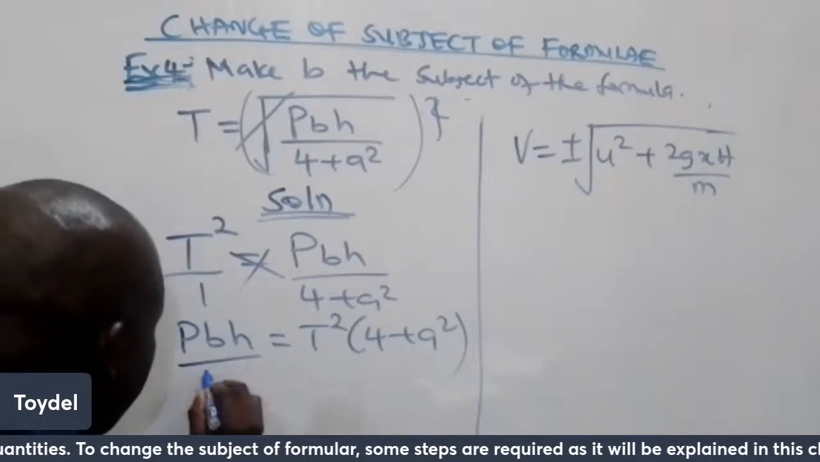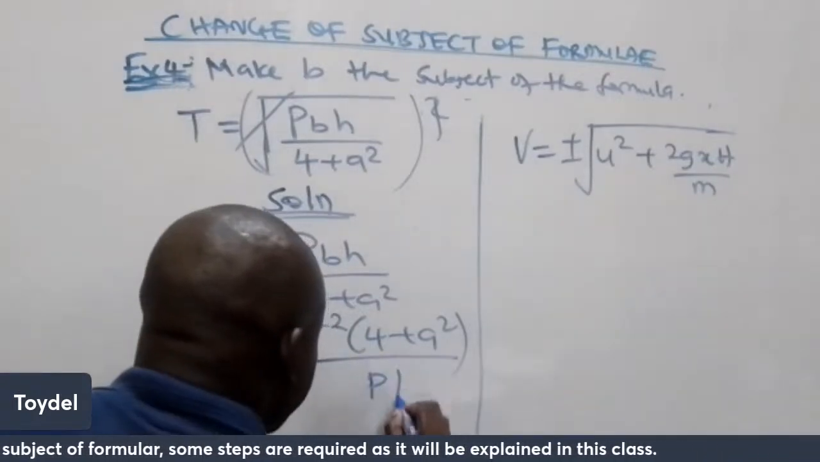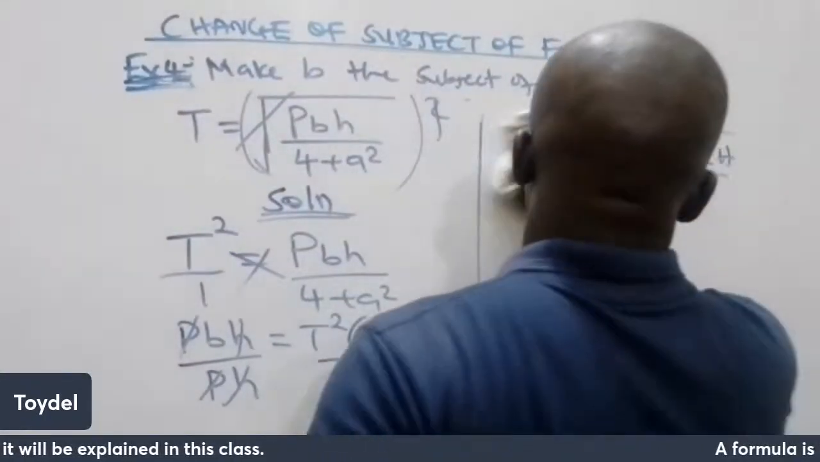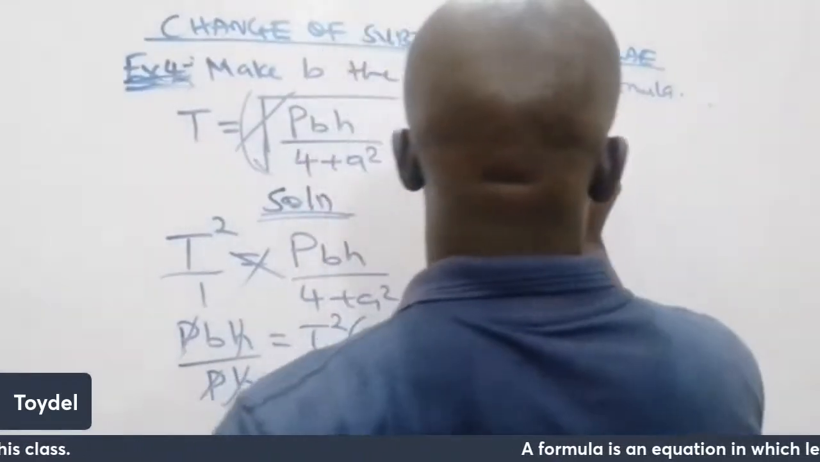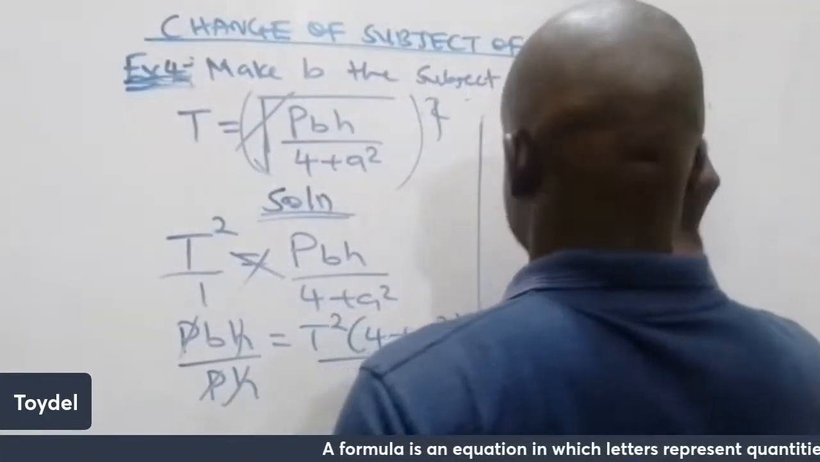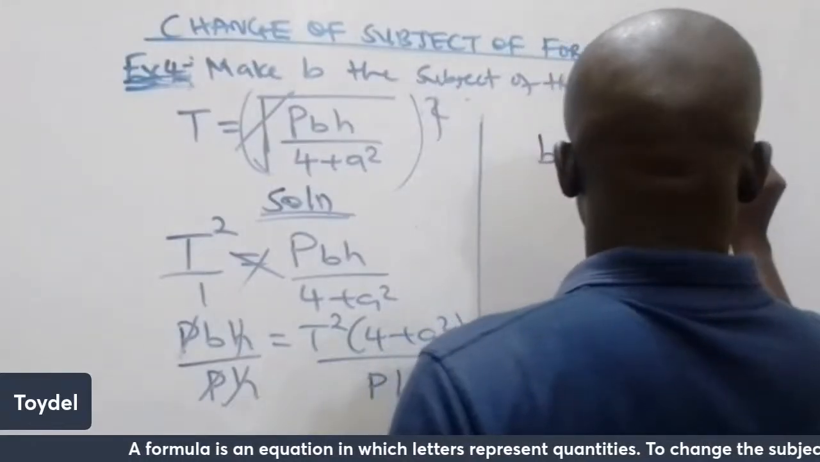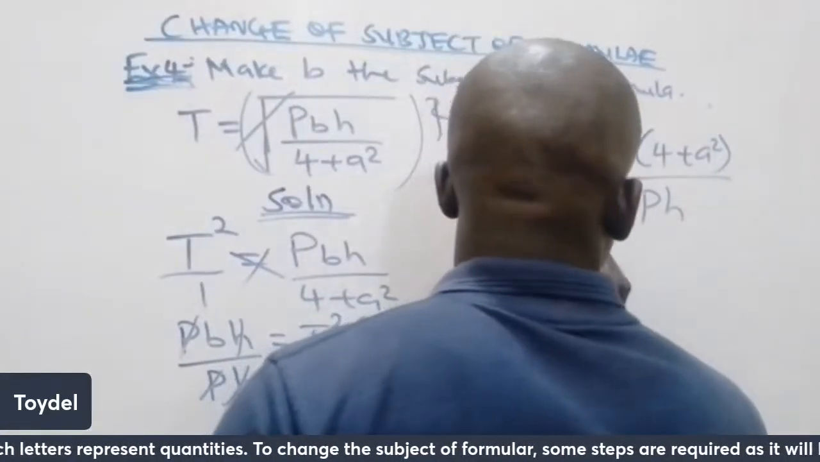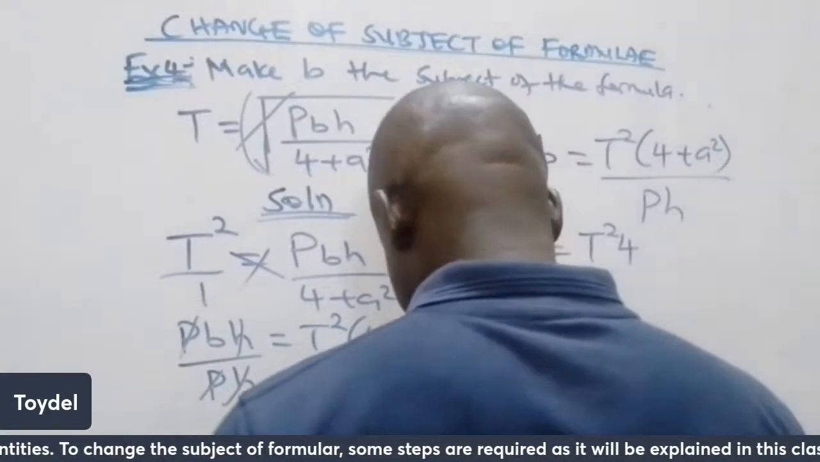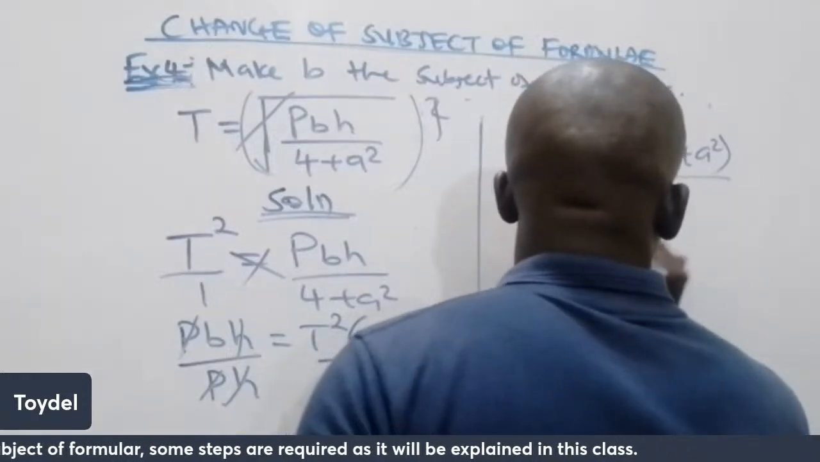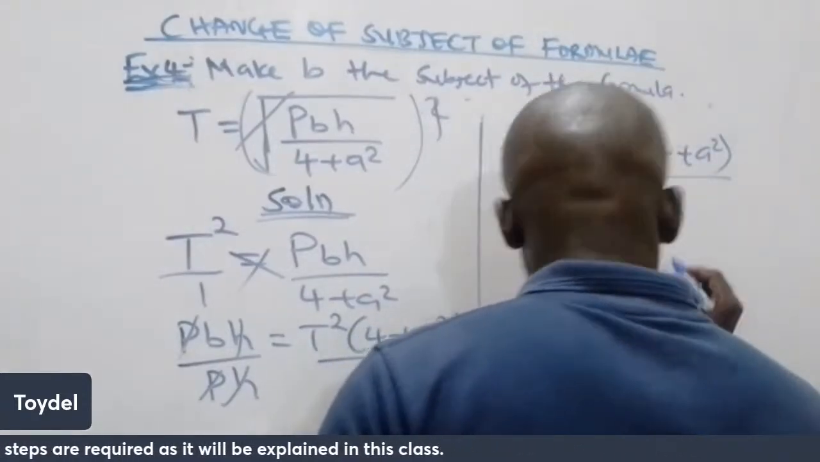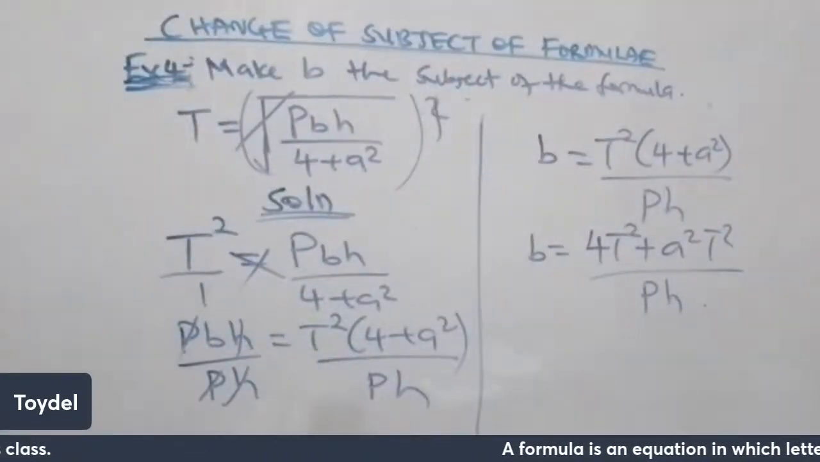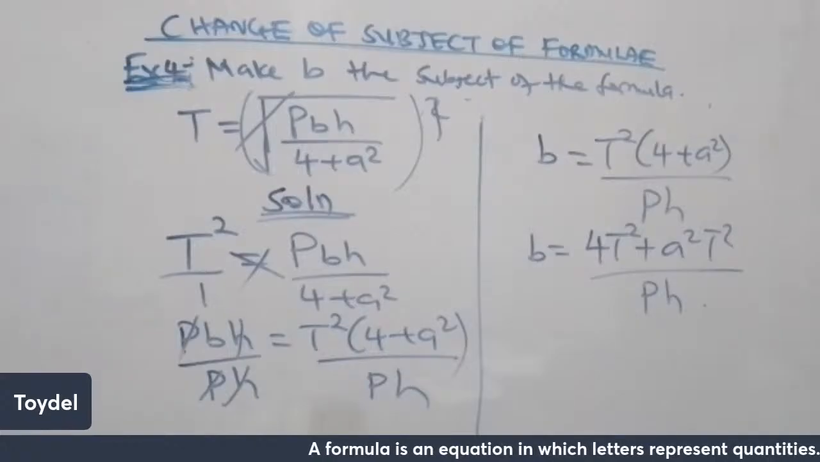Then from here, I can divide both sides by ph. ph cancels ph, and I'll be left with b, which is the unknown that we are looking for. Then here, I'm going to have b to be equal to T squared into bracket 4 plus a squared all over ph. Then if I like, I can expand this and say b is equal to 4T squared plus a squared T squared all over ph. And that is what we are going to get.